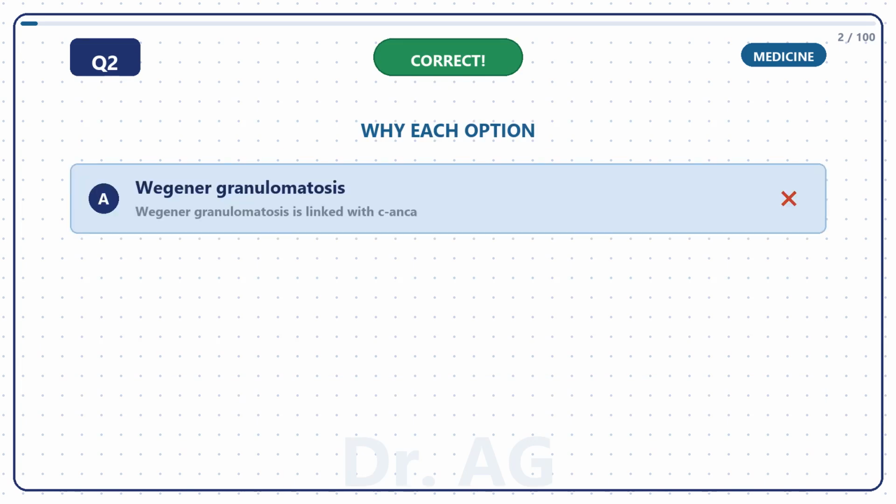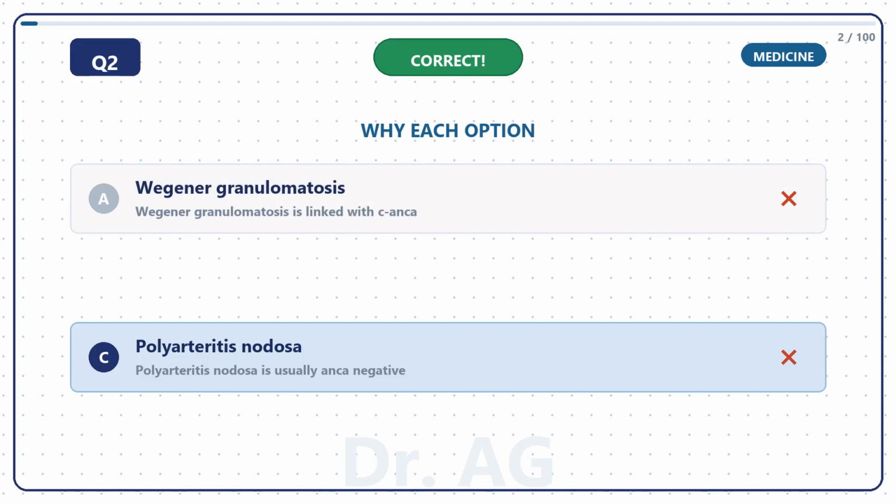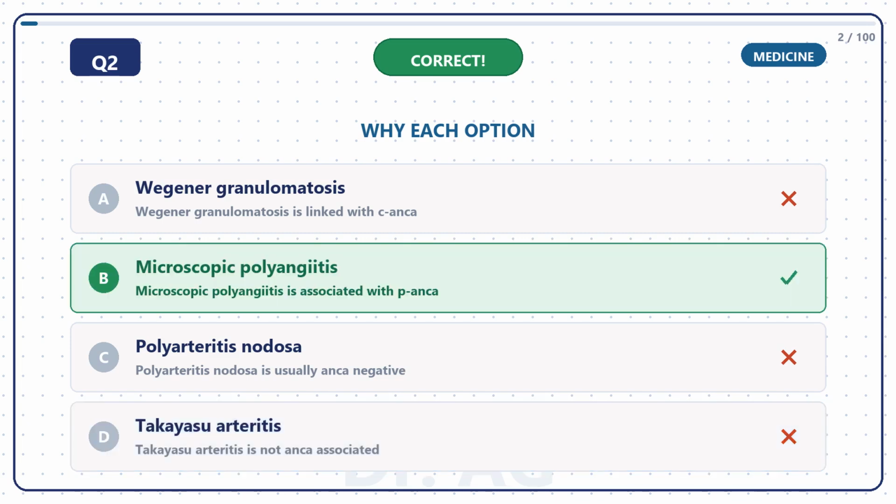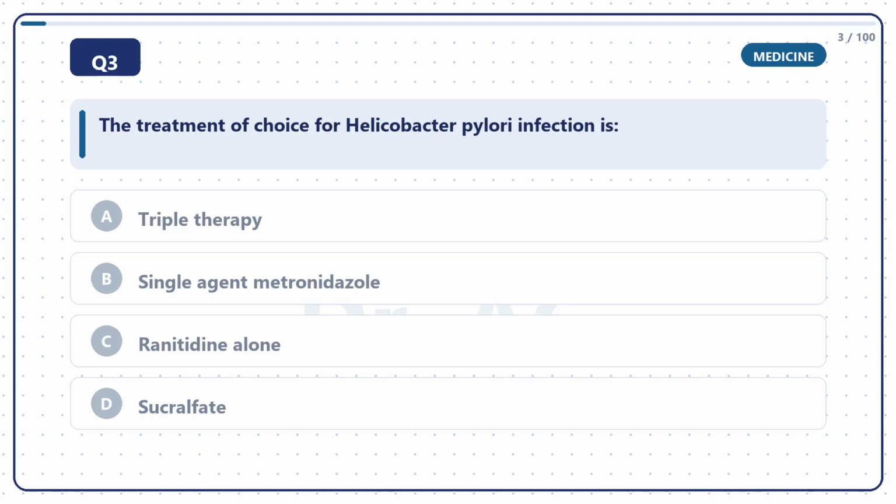Wegener granulomatosis. Wegener granulomatosis is linked with C-ANCA. Polyarteritis nodosa. Polyarteritis nodosa is usually ANCA negative. Takayasu arteritis. Takayasu arteritis is not ANCA associated. And the correct answer is microscopic polyangiitis. Microscopic polyangiitis is associated with P-ANCA. So, the right answer is option B. Microscopic polyangiitis.